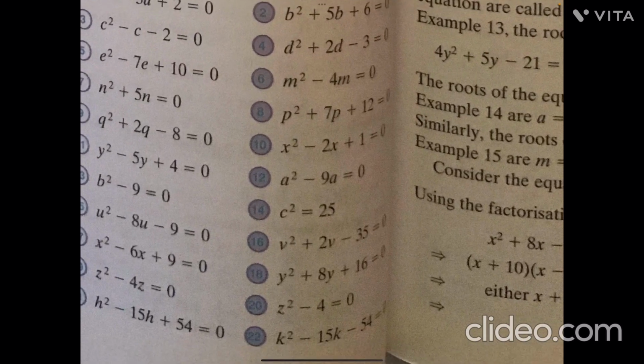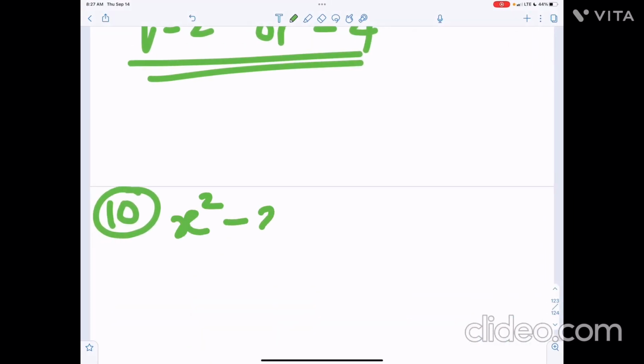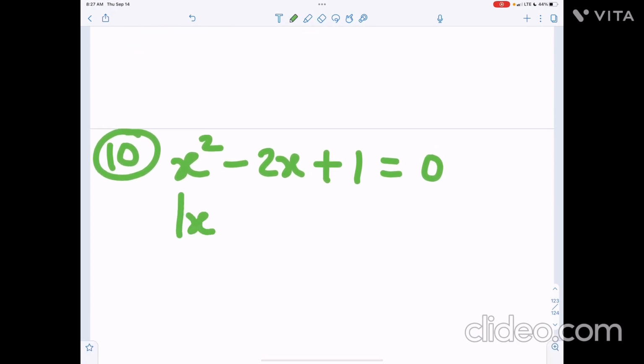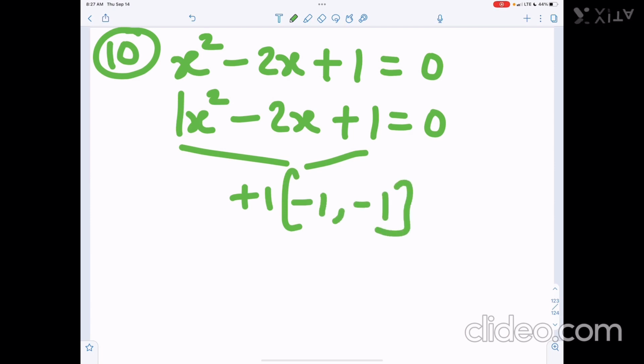Question 10 says x squared minus 2x plus 1 is 0. Now, take note, x squared is the same thing as 1x squared. So this is 1x squared minus 2x plus 1 is equal to 0. 1 times plus 1 is plus 1, so minus 1 minus 1. These are the two numbers that we add to give minus 2 and multiply to give plus 1. So these are our factors.